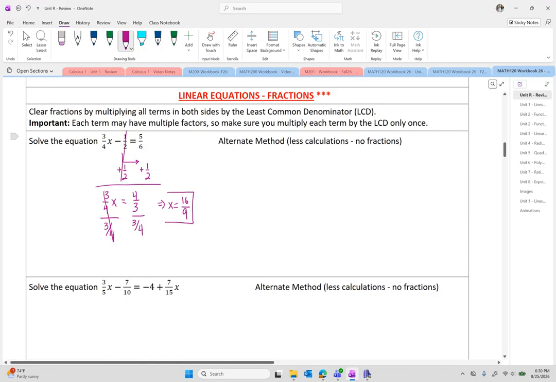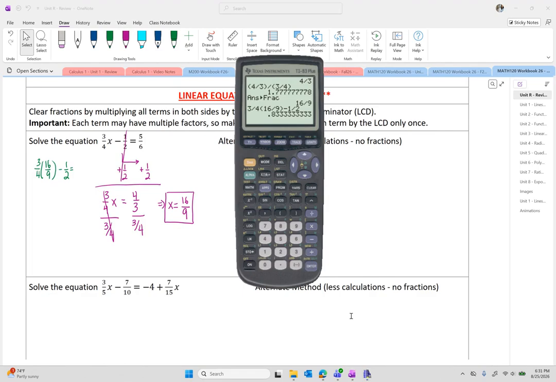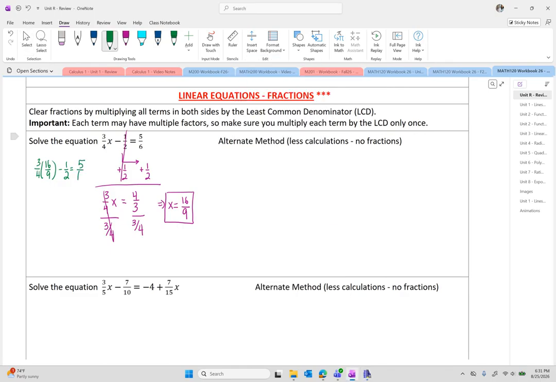And I can check my work to see if it is correct by plugging it in. Is it true that 3/4 times 16/9 minus 1/2 is equal to 5/6? So let's find out. I checked how much the left side would be, and then I'm going to check how much is 5/6 as a decimal, because I don't have fractions in my calculator, and the answer is the same. So actually these two sides are the same.